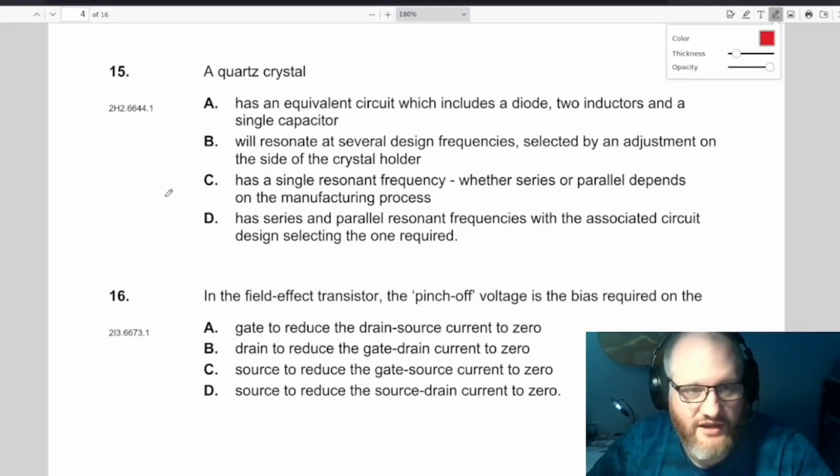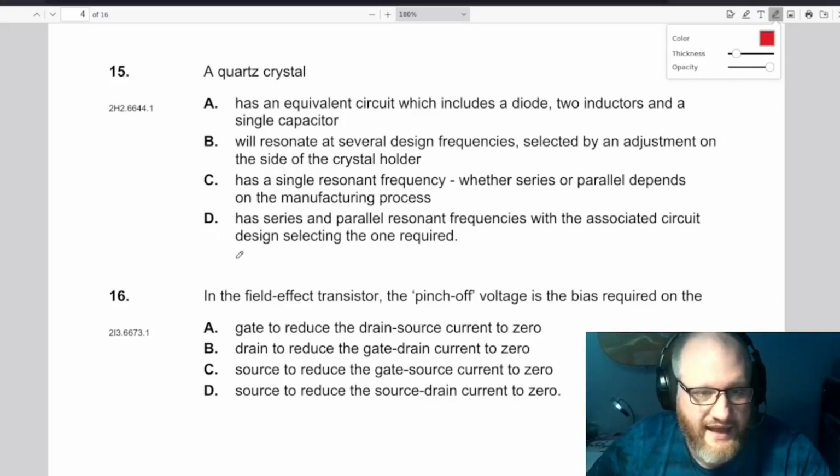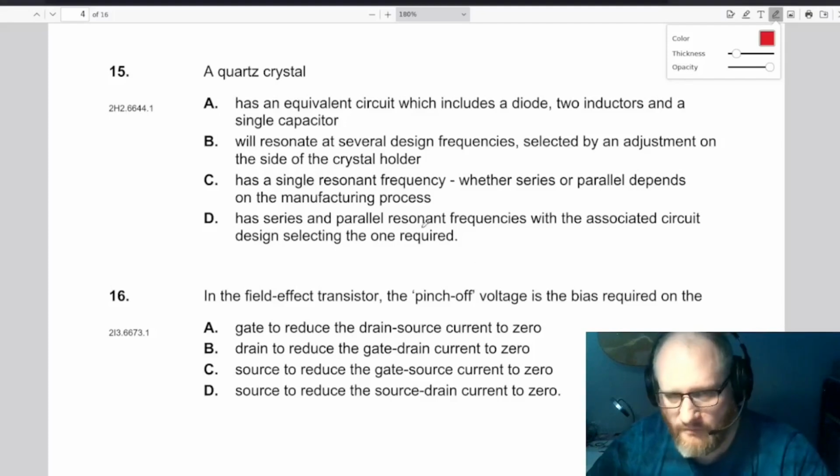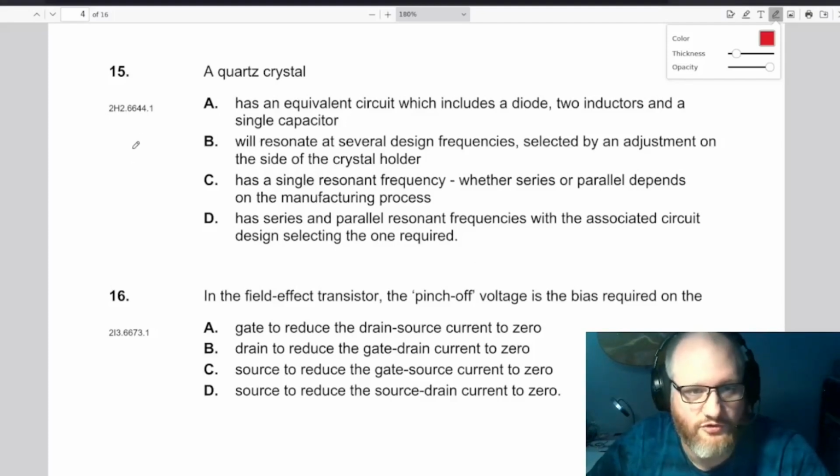We've reached question 15, which reads: a quartz crystal A has an equivalent circuit which includes a diode, 2 inductors and a single capacitor. B will resonate at several design frequencies selected by an adjustment on the side of the crystal holder. C has a single resonant frequency, whether series or parallel depends on the manufacturing process. Or D has series and parallel resonant frequencies with the associated circuit design selecting the one required. So let's run through these answers and see which ones make sense.